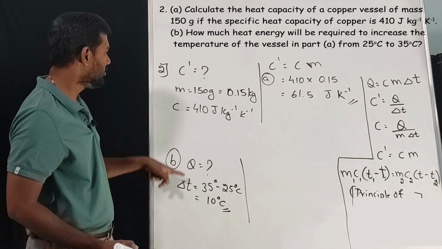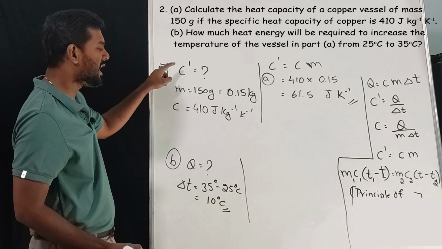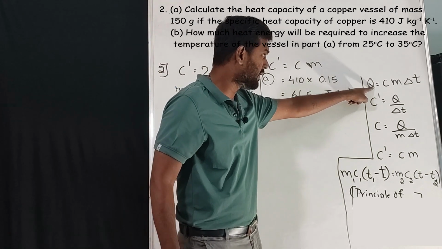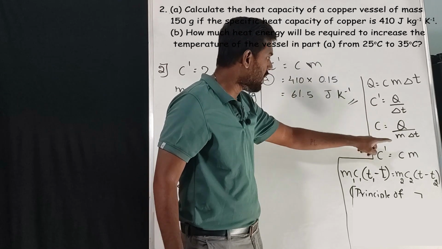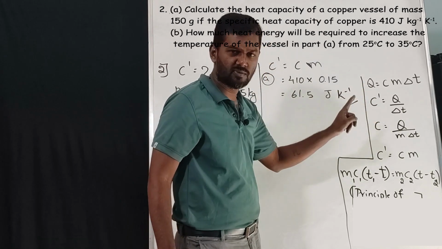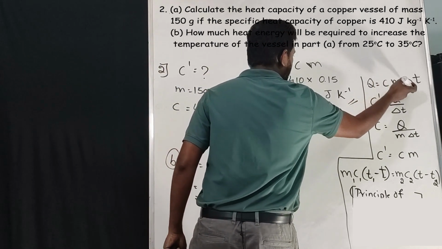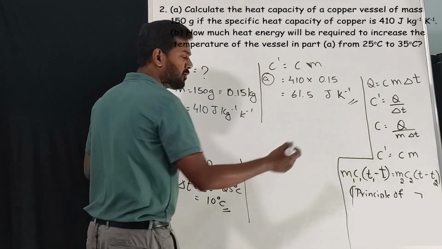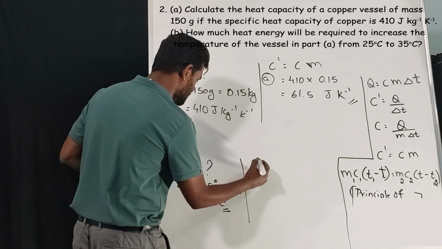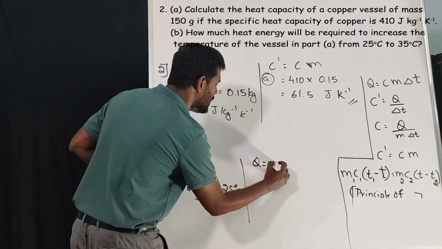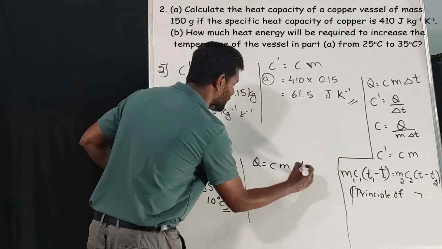We have delta T value, we have C, M, C dash, everything we have. To find Q, you can go for this formula or this formula, anything is fine, whichever is easier for you. See, here you can go for this formula only. In both the formulas you are going to get the same answer. Now Q is equal to C M delta T.